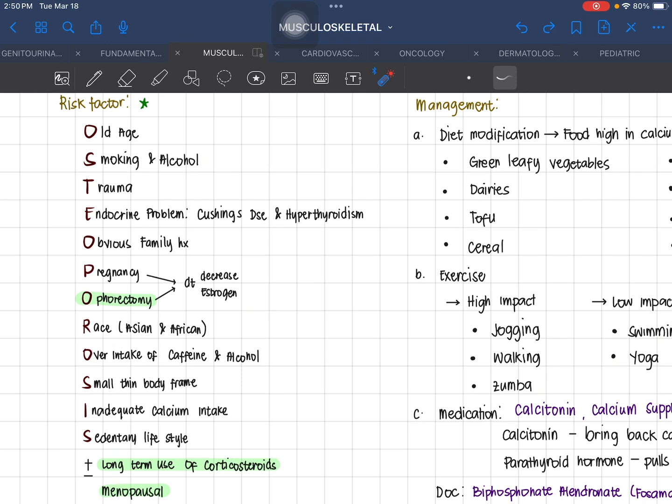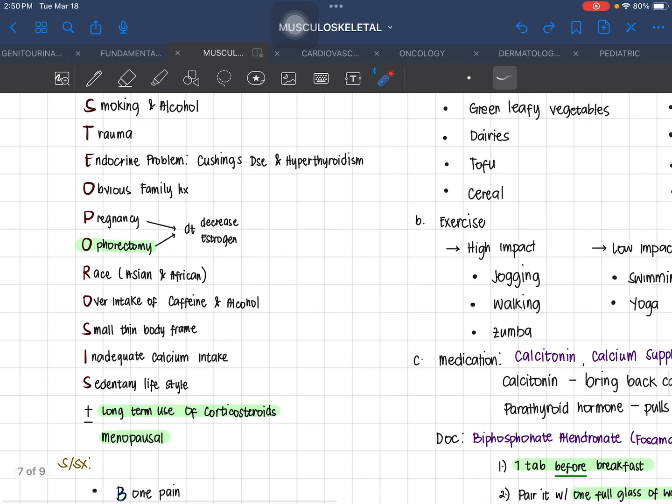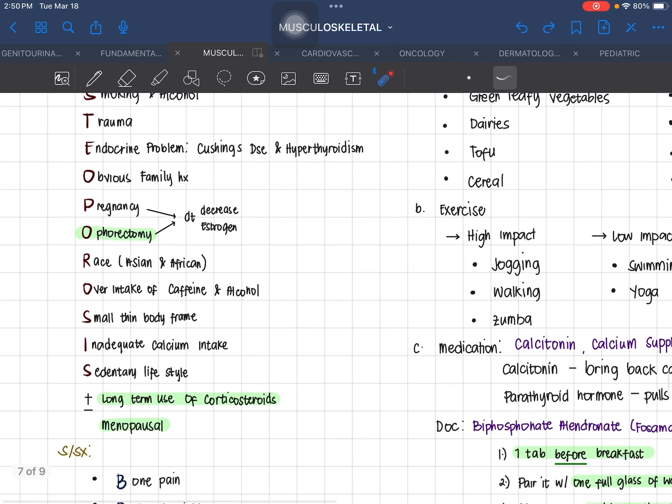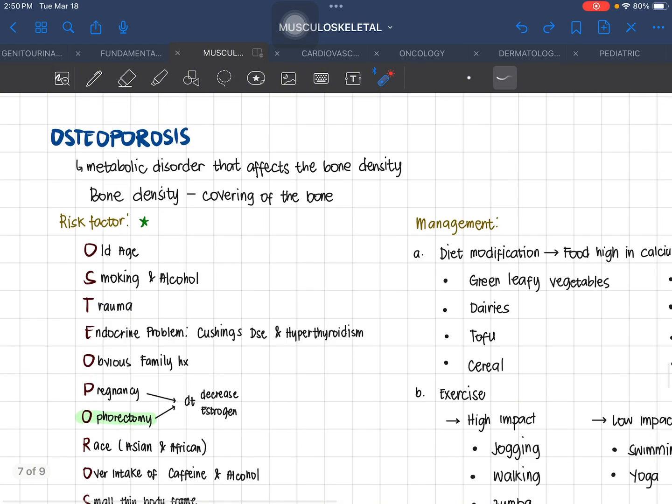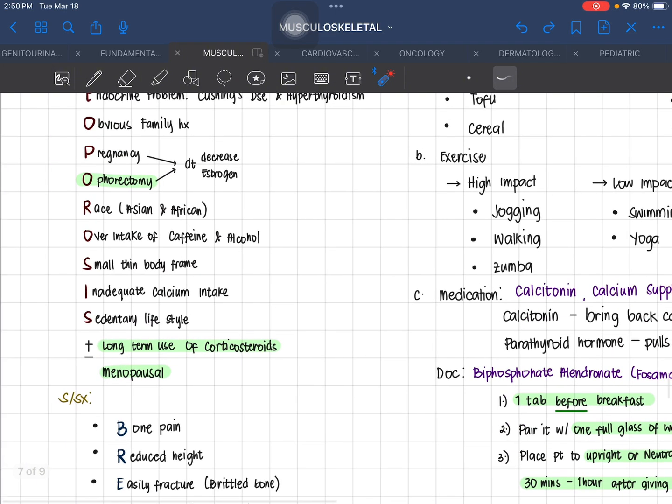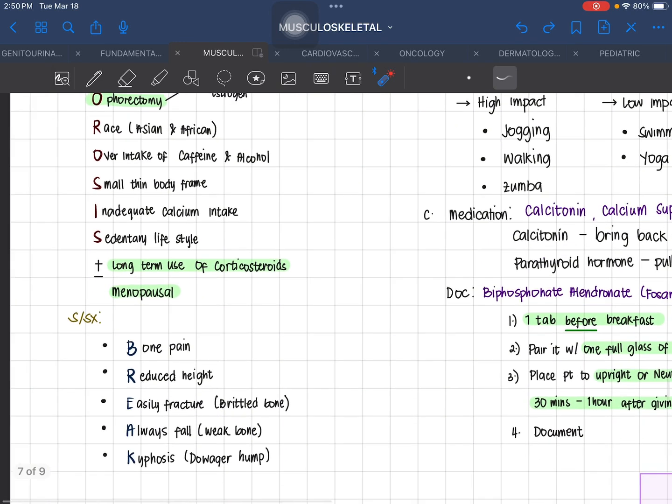oophorectomy. Also sa race, common siya sa Asian and African, over intake of caffeine and alcohol, and then small thin body frame. And also at risk ka rin kapag inadequate yung calcium intake mo, kaya i-increase natin yung calcium intake natin. So, at risk ka rin kapag sedentary lifestyle mo, and also lastly, long-term use of corticosteroids.